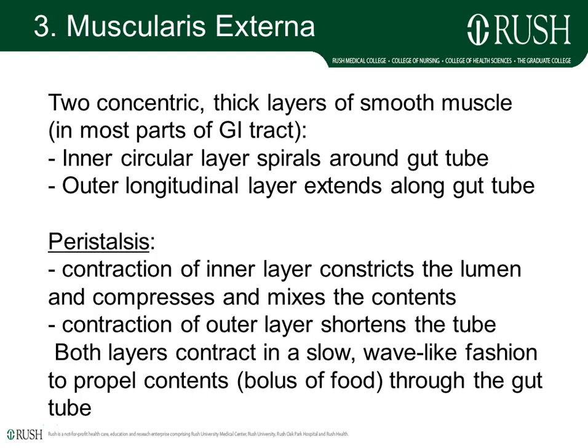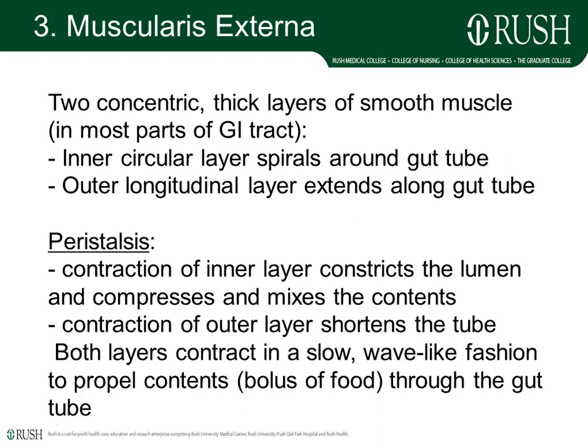Underlying the submucosa is the muscularis externa. This is two concentric, thick layers of smooth muscle. In some parts of the GI tract, you may have a third layer, and I'll go through those when we do the regions. The outer longitudinal layer extends along the length of the gut tube, whereas the inner circular layer spirals around the gut tube. So therefore, it's often called the circumferential.